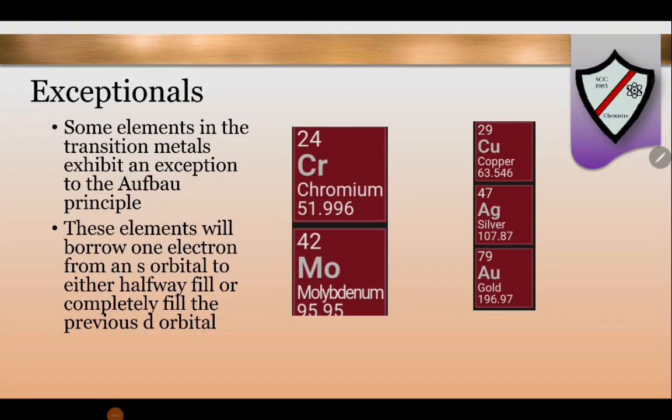There are some elements that show exceptions to the Aufbau principle, particularly some of the transition metals, and these are the ones that I would like you to be aware of. These elements tend to borrow 1 electron from an s orbital to either halfway fill or completely fill the previous d orbital. We'll look at their orbital diagrams and electron configurations to see what we mean on the next couple of slides.